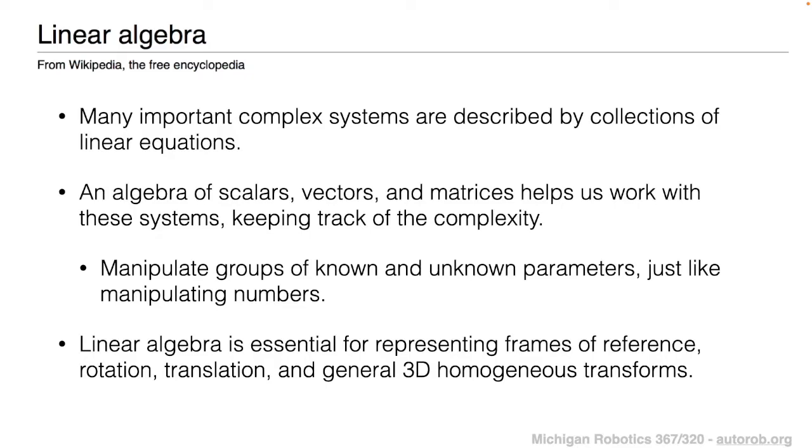And so within that, algebra of scalars, vectors, and matrices is what's going to allow us to model these complex systems and to do it computationally. By manipulating these groups of unknown parameters, we can treat it just like we're manipulating numbers within our computing devices. This is going to be essential as we represent frames of reference, the coordinate frames that we were talking about in the case of rigid body links and joints, and also useful for representing rotation, translation, and the pose, what we might say, of objects in space.